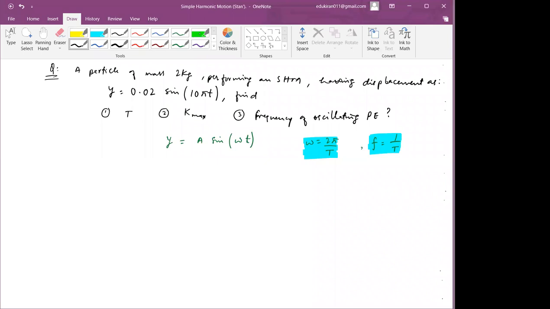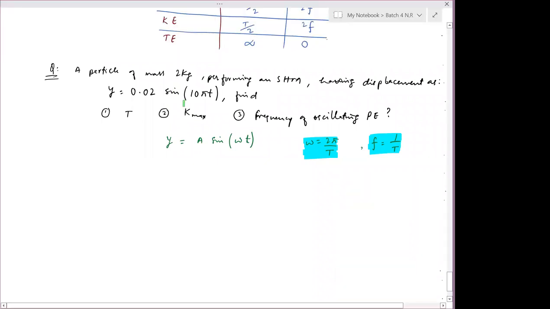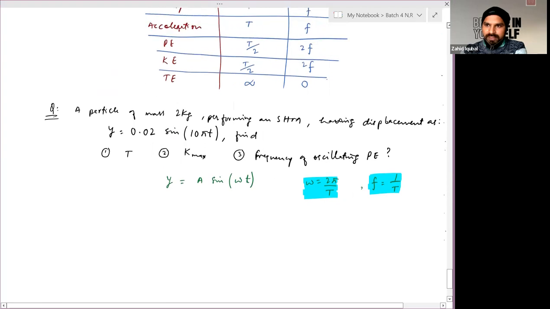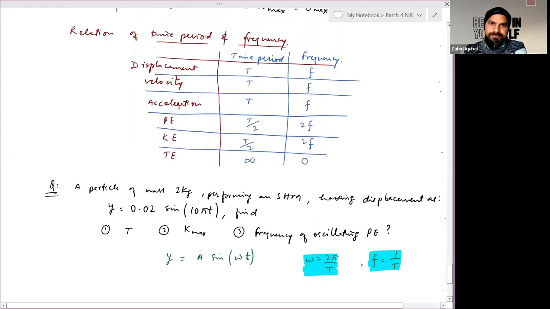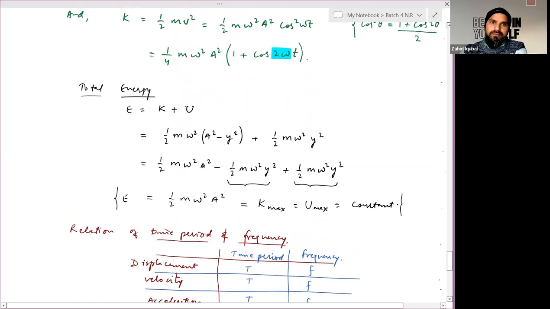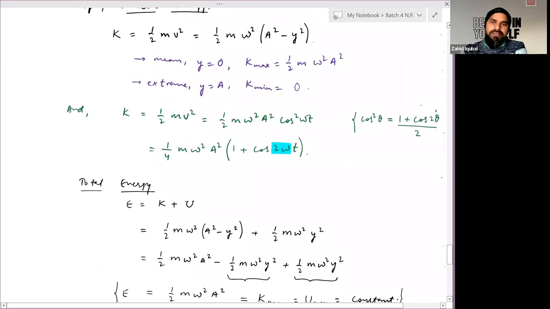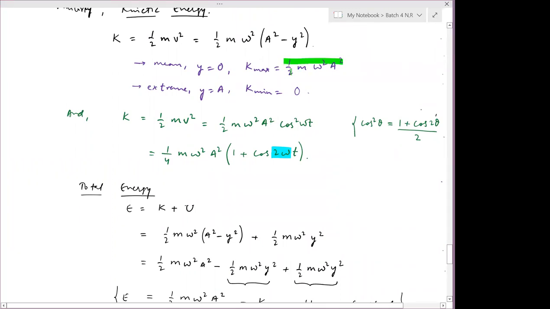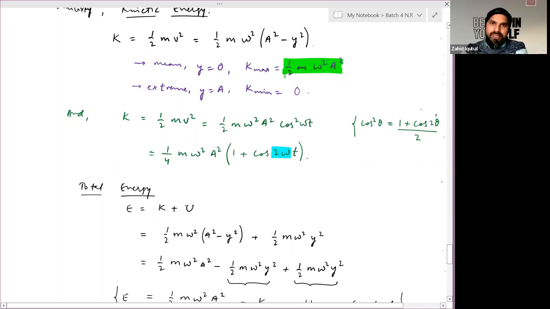So K max is maximum kinetic energy according to the formula I defined you in last class. K max is half omega squared m a squared. This part. Okay, sir. So you have mass of particle, omega, and amplitude.